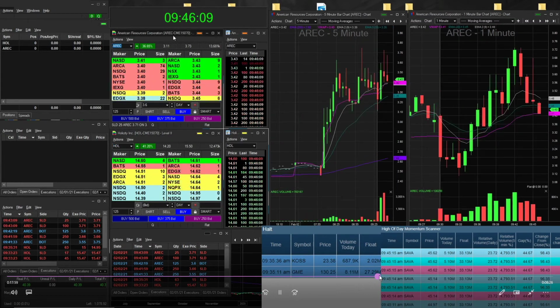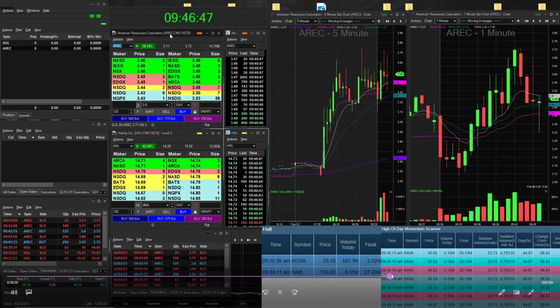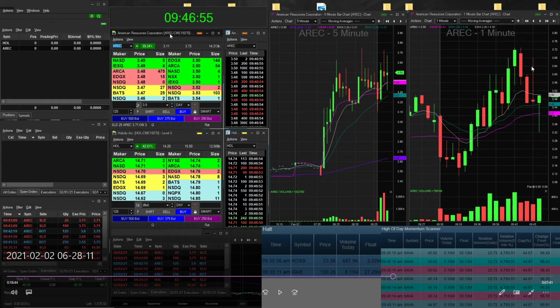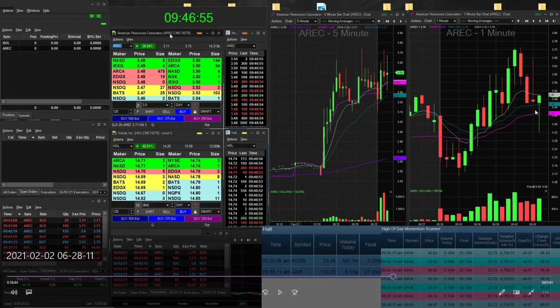So let's look here. AREC goes through volume weighted average price, and it actually bounces back up. But because of these huge wicks, I don't see any entry. Last time it false broke to 68 and flushed back down to 48. So AREC looks untradeable to me right now.